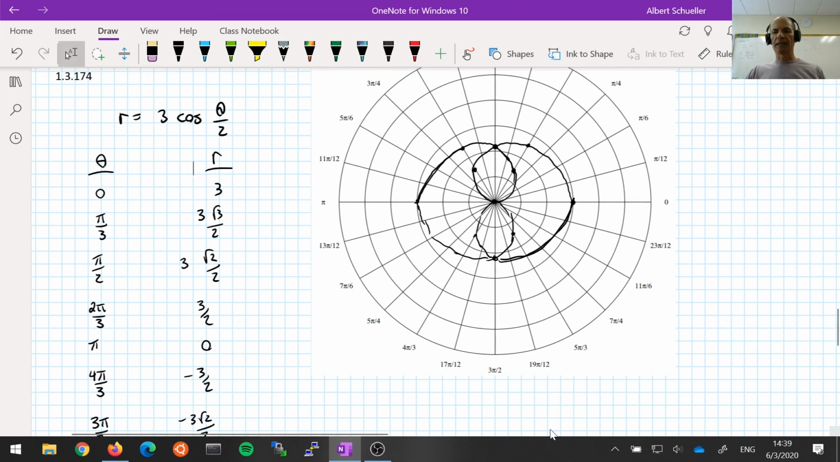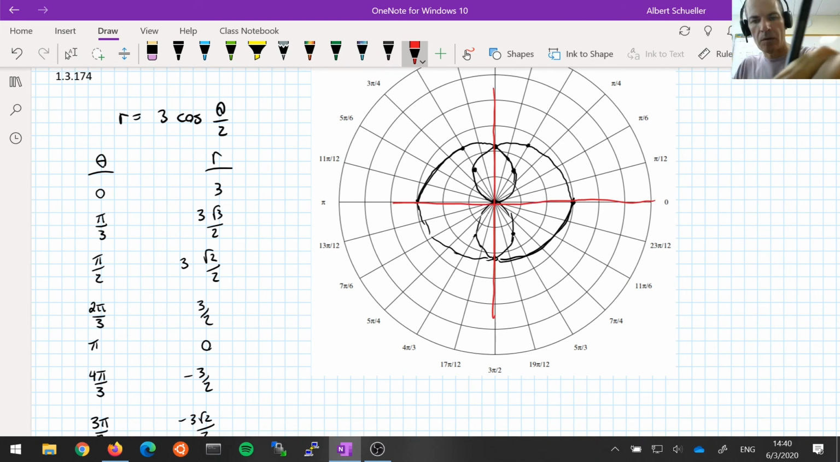I'm going to get something that looks like that. There are a couple of lines of symmetry here and here. It's easy to see when you have symmetry along theta equals 0 whenever you have an even function like this, an even function of theta. So cosine theta, you could replace it with minus theta, and then cosine of minus theta is the same as cosine of theta, because it's an even function. And so anytime you have an even function of theta on the right-hand side, you're going to have this polar symmetry.